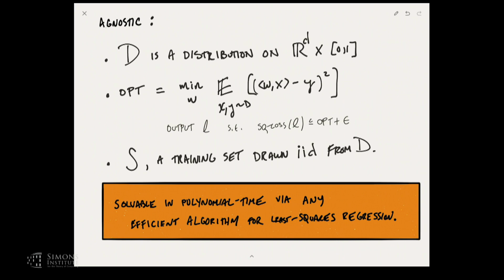And as many of you know, this problem is actually solvable in polynomial time by first applying any efficient algorithm for least squares regression. You could run gradient descent over your sample. You could compute the SVD, whatever you'd like to do. And then applying an appropriate generalization bound. Because what we really want to do is come up with a linear function whose square loss with respect to future draws from the distribution is within epsilon of optimal.